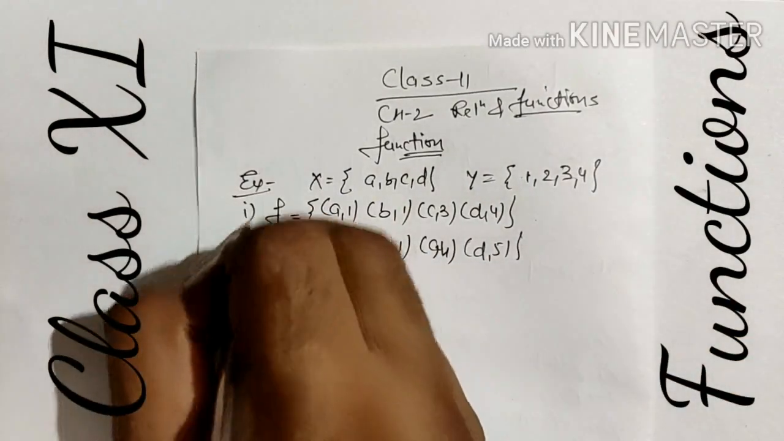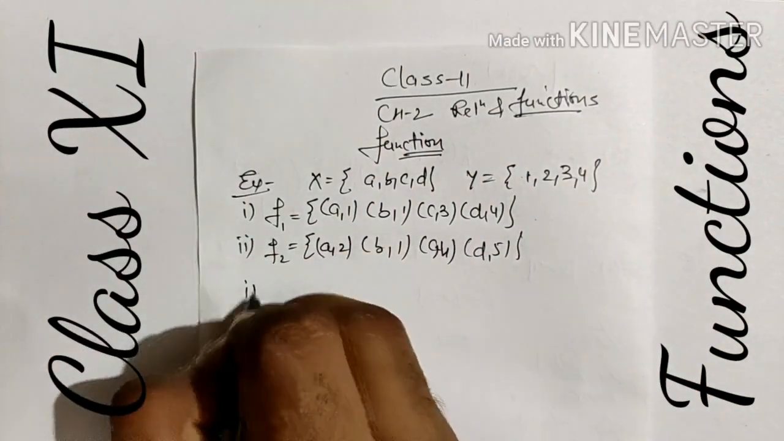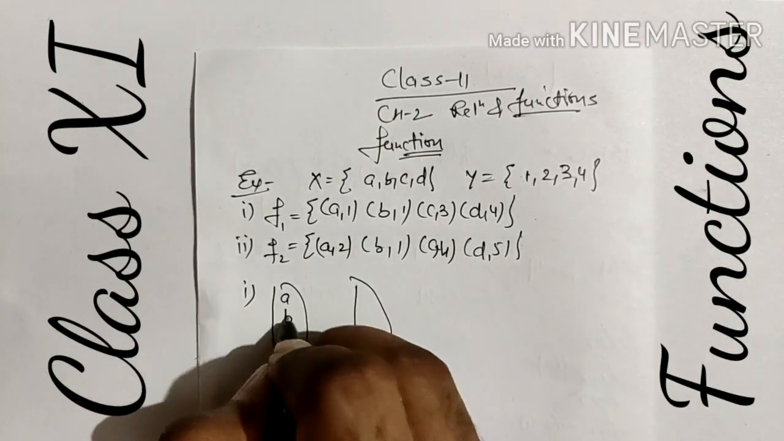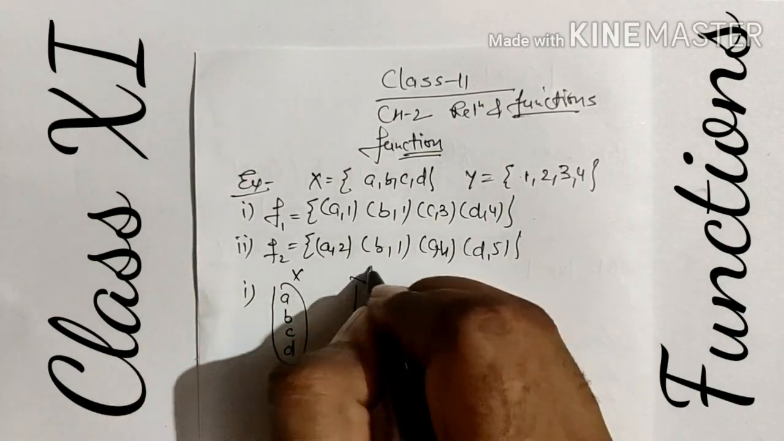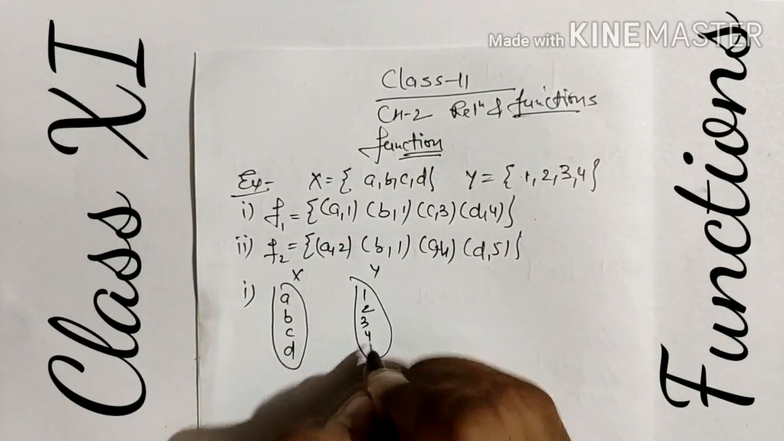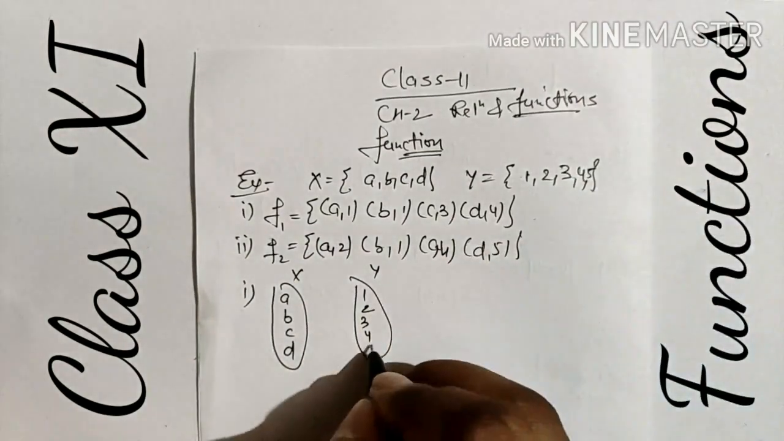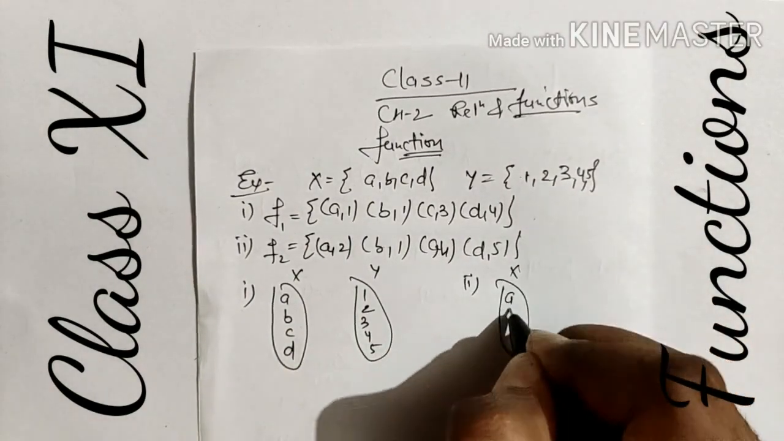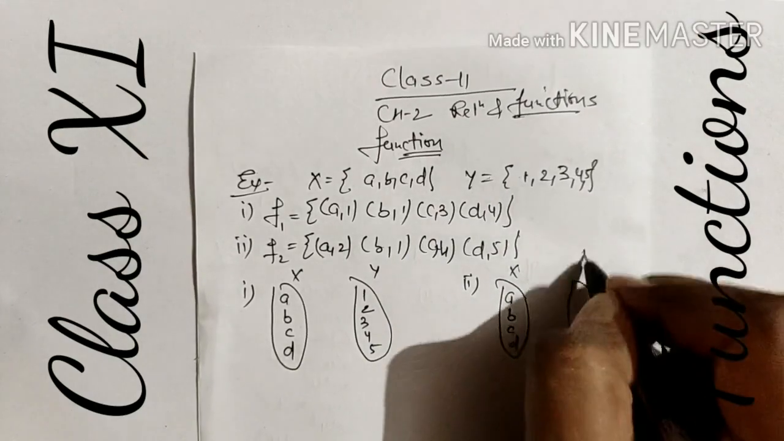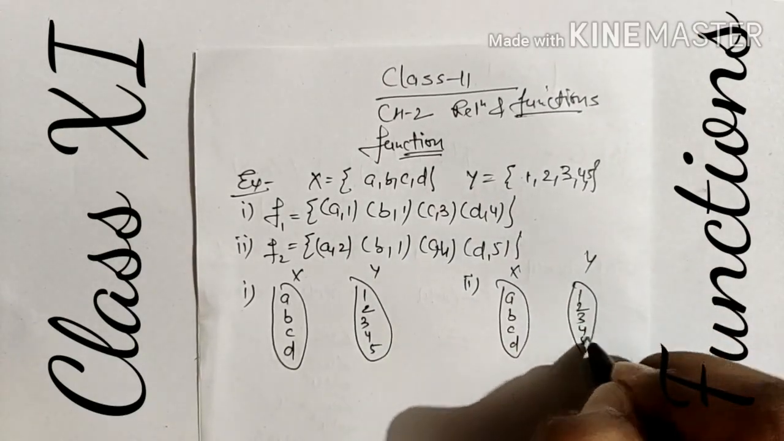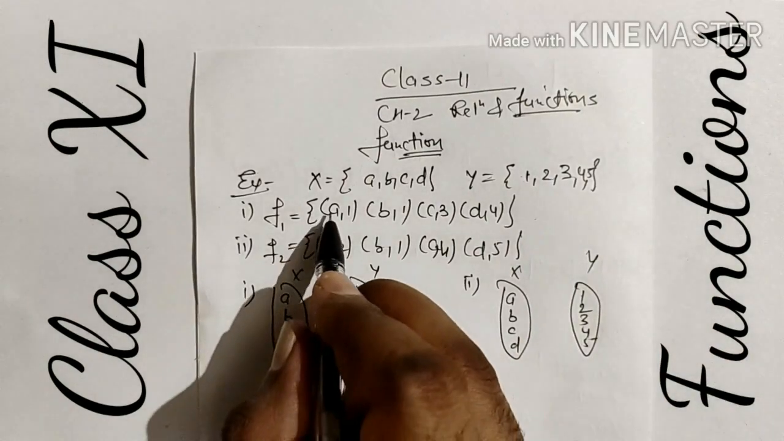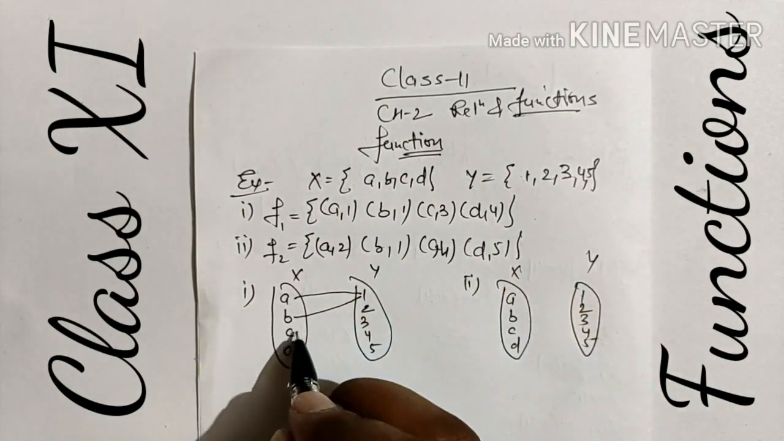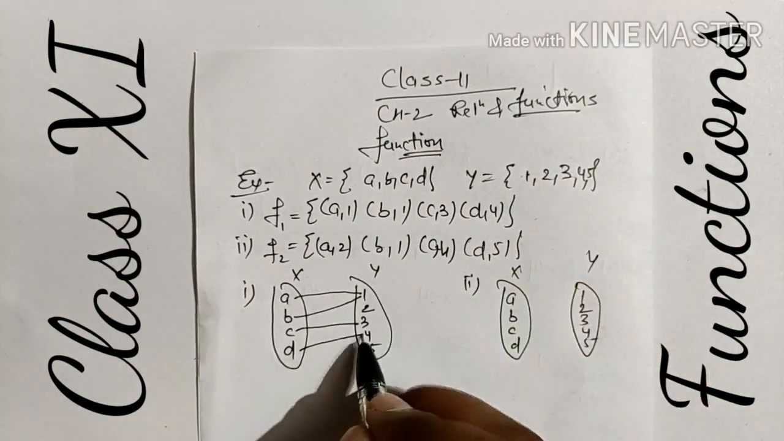If we see our first part, we are going to check by the arrow diagram method, which is the best way to identify this. This is the first set X, this is the second set 1, 2, 3, 4, and another value is here, 5. In the second part, X set A, B, C, D, Y set 1, 2, 3, 4, 5. According to the first function, A is connected with 1, B is also connected with 1, C is connected with 3, D is connected with 4.